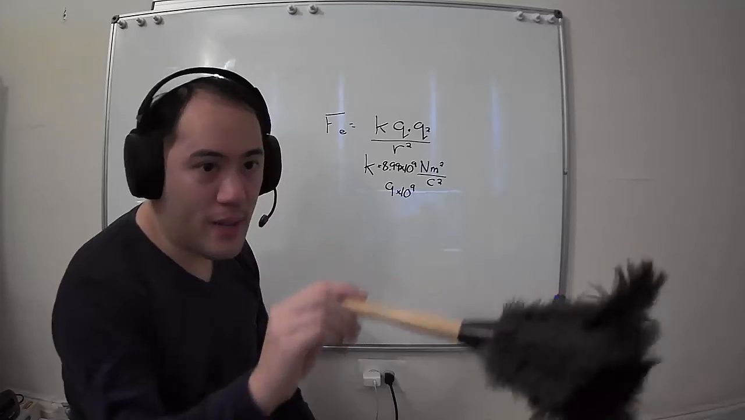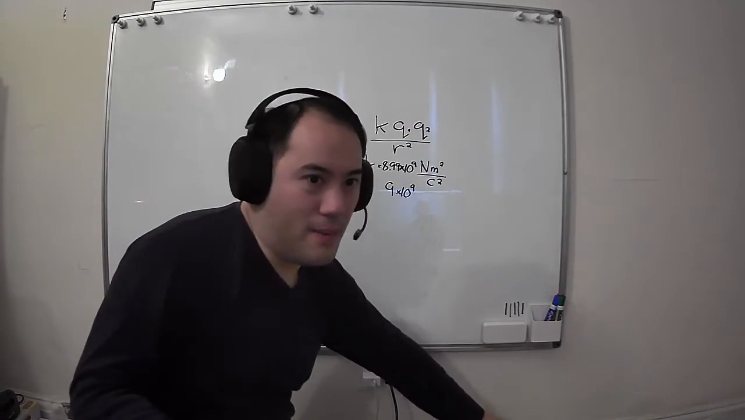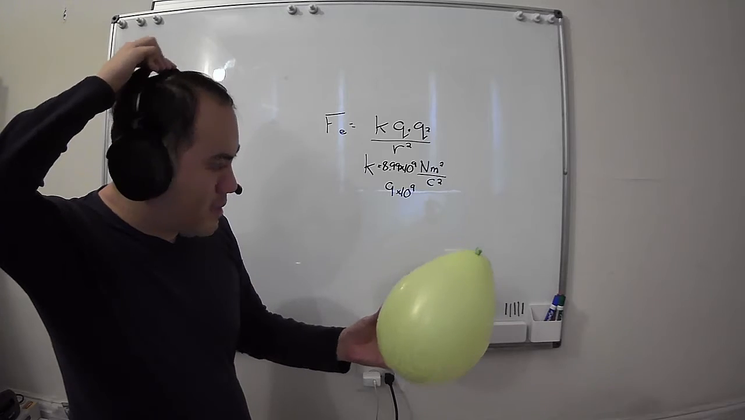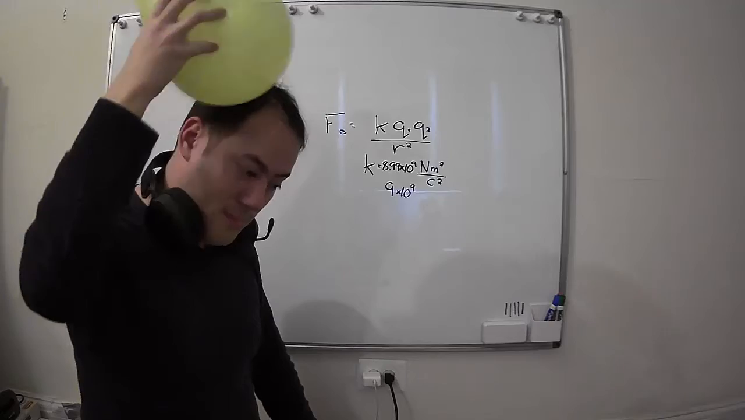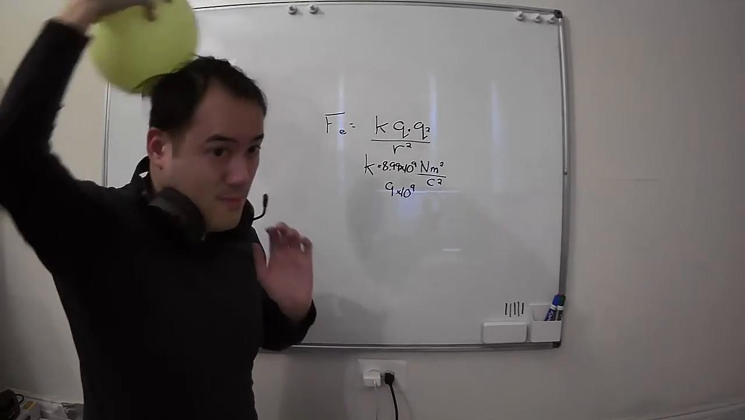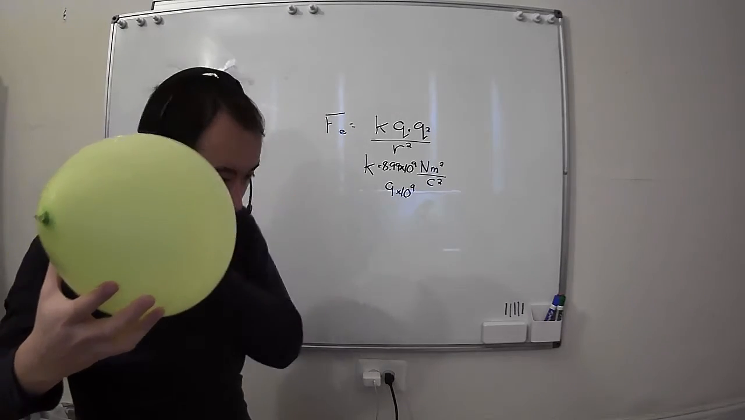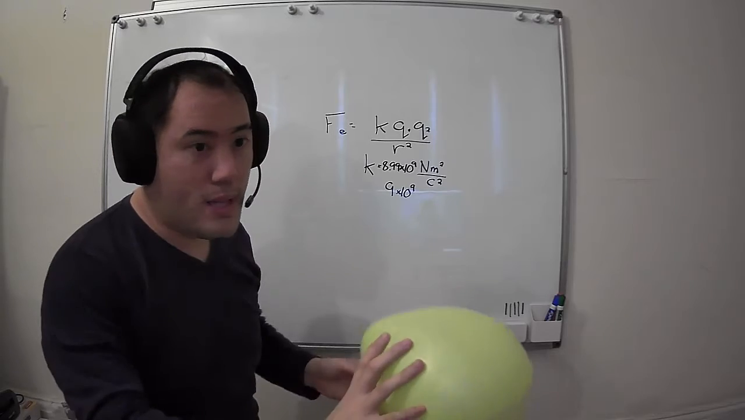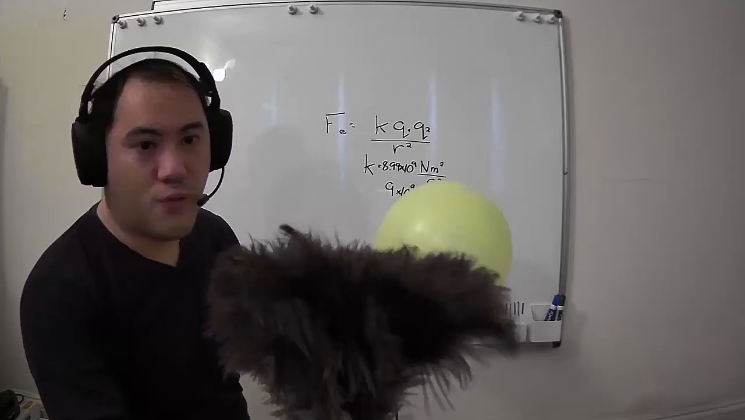I'm going to ground my feather duster by cleaning off my camera. Okay, great. Now it's grounded, it's neutral. Charge is 0. Then I'm going to rub what little hair I have and get a small charge on the balloon. Okay, so according to the formula, the balloon has a charge, the feather duster does not. There should be no force between them.